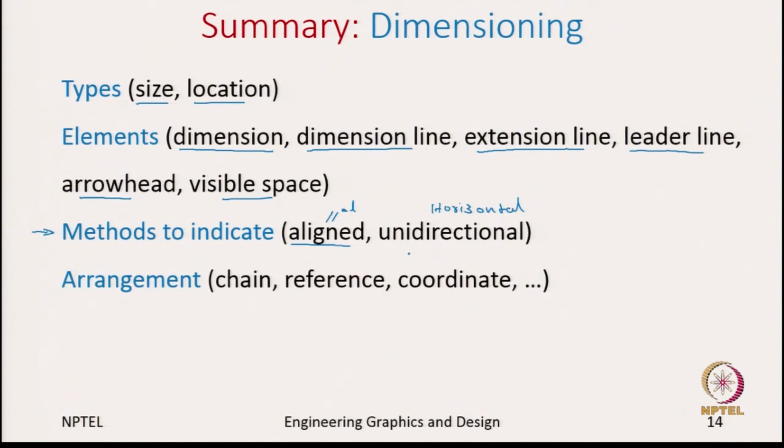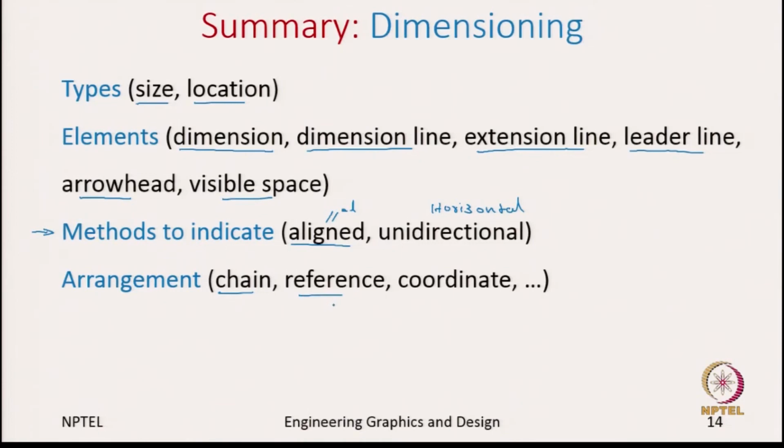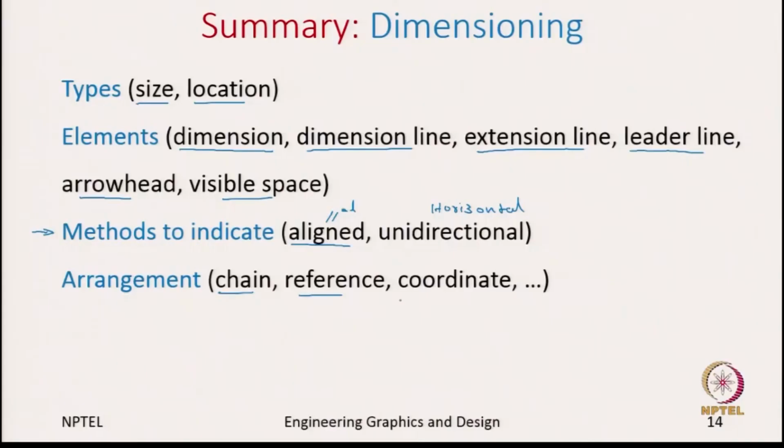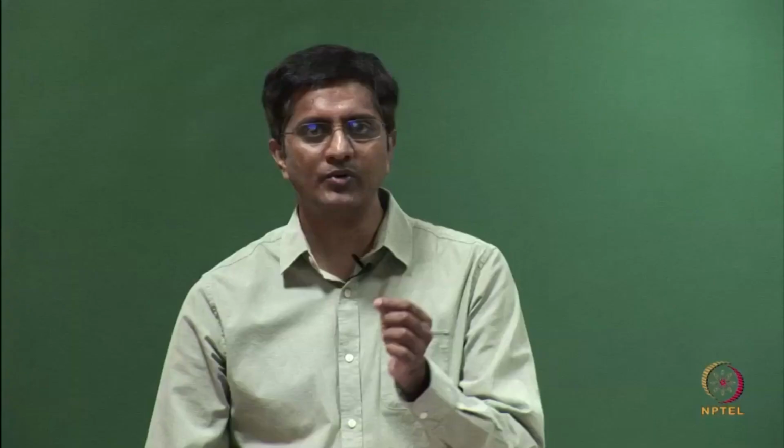We also looked at the different arrangements. If you have multiple dimensions, you can either follow the chain rule, but we said in the chain rule the problem is it accumulates the tolerance. To get rid of it, you can use the reference, which is more commonly used, where we fix a reference line or a feature or a datum, and from there you dimension different features. And finally, we said we can also use coordinate systems where we have a common origin, and then we can specify the centers of circles, for example. Of course, you can use a combination of these depending on the need of the drawing.